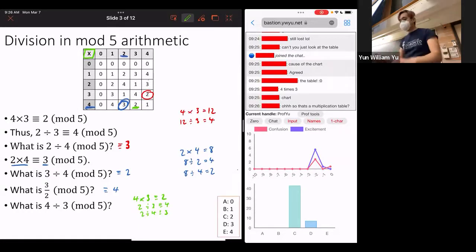Okay, so given that, let's have you all try again on that one. That's a multiplication table, and so you have to reverse it in order to get division.